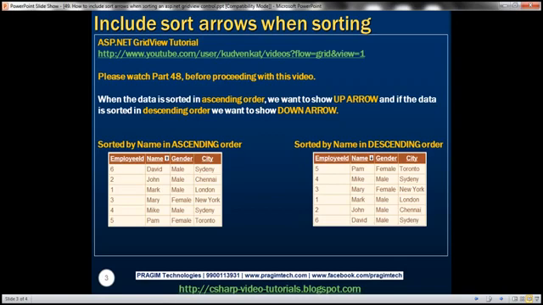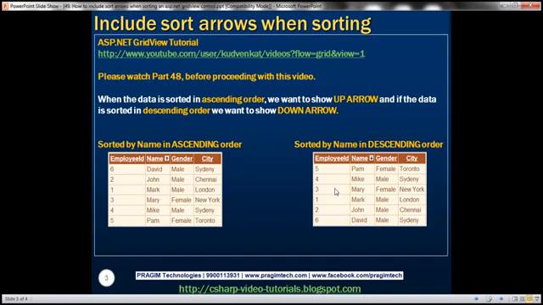Now, when the data in the gridview control is sorted in ascending order, then I want to display an up arrow next to the column by which the data is sorted in ascending order. On the other hand, if the data is sorted in descending order, then we want to display a down arrow. In the first image here, the up arrow next to the name column indicates that the data in this gridview control is sorted by name column in ascending order. The down arrow next to the name column in this gridview control indicates that the data is sorted by name in descending order. Let's see how to achieve this.